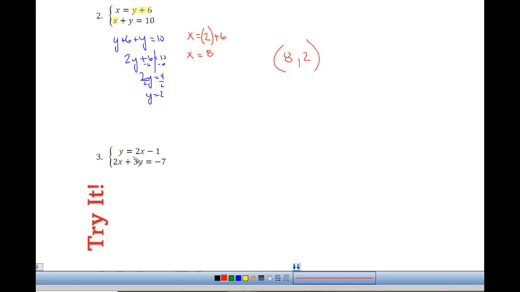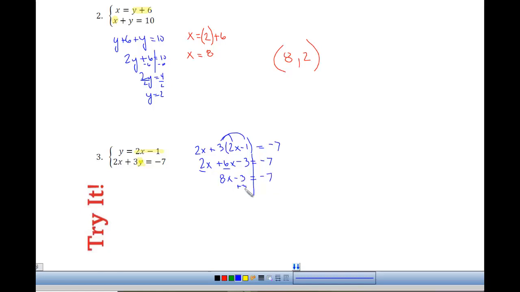Let's give number 3 a try. So again, I already see that y is equal to 2x minus 1. So wherever I see y, I can now replace it with 2x minus 1. So I have 2x plus 3 times y, but y is 2x minus 1. So you can see on this one how that helps us identify the distribution that needs to occur. So 6x and then minus 3. And we'll go ahead and just do a little cleanup here. Combine your like terms. 2x's and 6x's is 8x's.